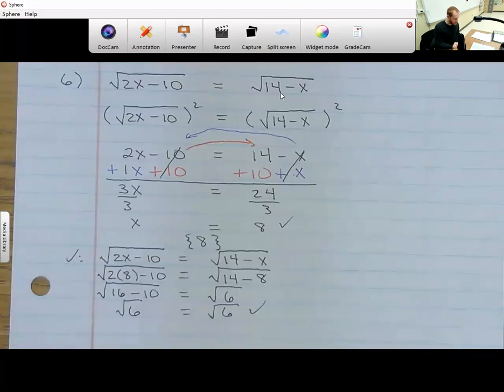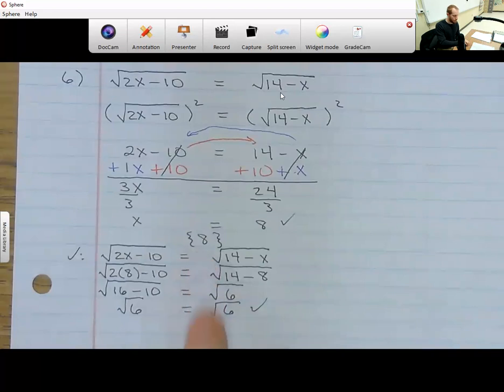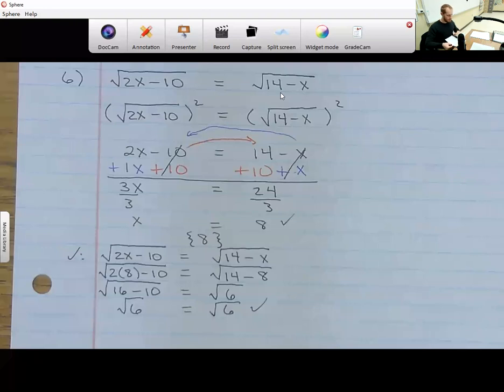Okay, so I get a true statement. That means that this 8 inside my solution set is going to belong there. That 8 is going to work. All right, I'll leave that up there for a minute, and I'll get my paper ready for the last one that we're going to do today.